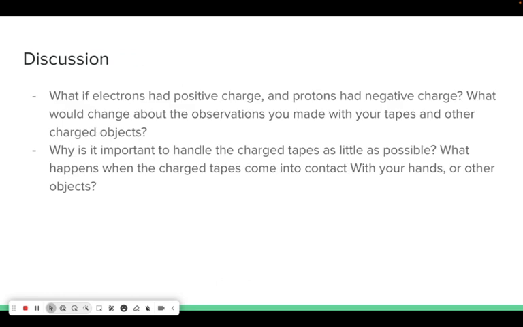And discussion: what if electrons had positive charge and protons negative charge? What would change about the observations you made with your tapes and other charged objects? And why is it important to handle charged tapes as little as possible? It matters how charged tapes come in contact with your hands or other objects.